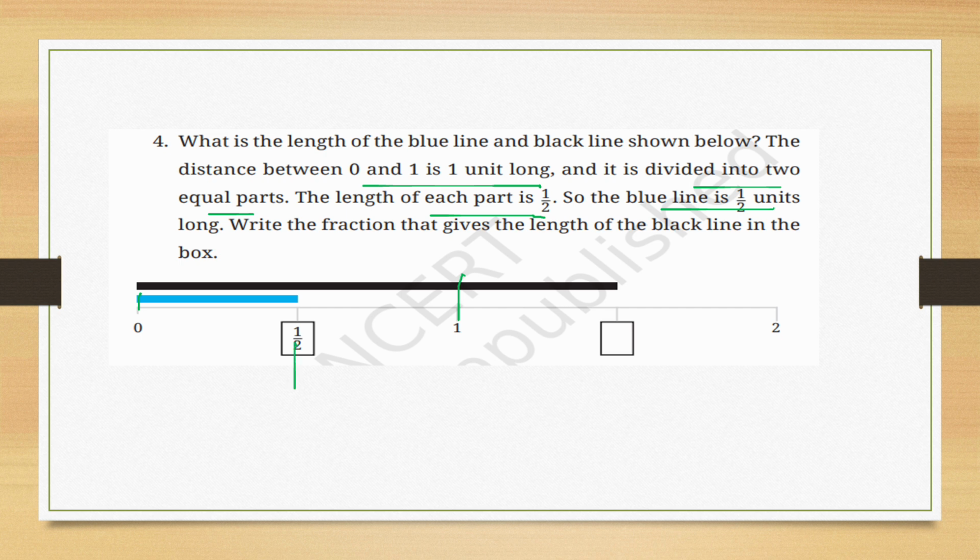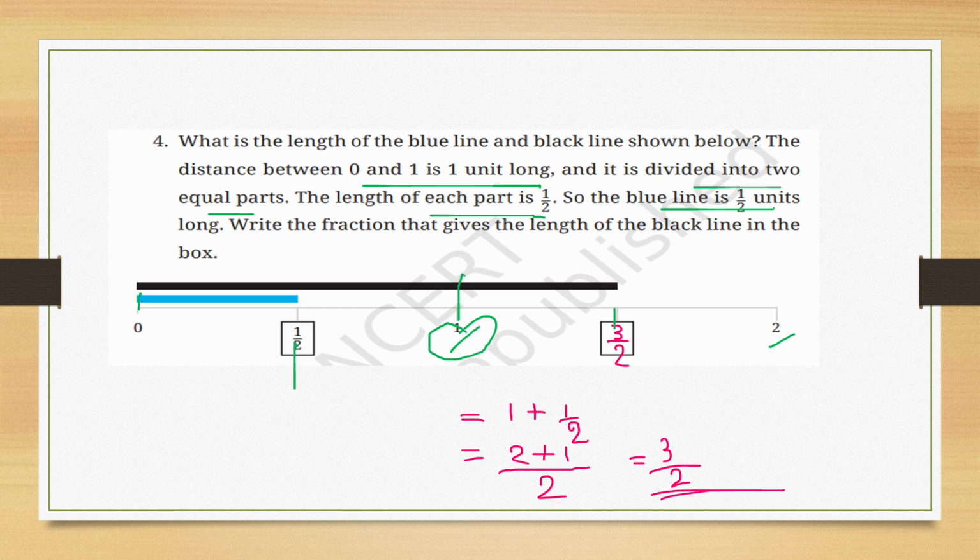Write the fraction that gives the length of the black line in the box. See the black line. The distance between 1 and 2 is 2 minus 1, which is 1. So, this 1 unit is divided into 2 equal parts, so each part is half. So, here it is 1. 1 plus half is how much? 1 plus half is 3 by 2.